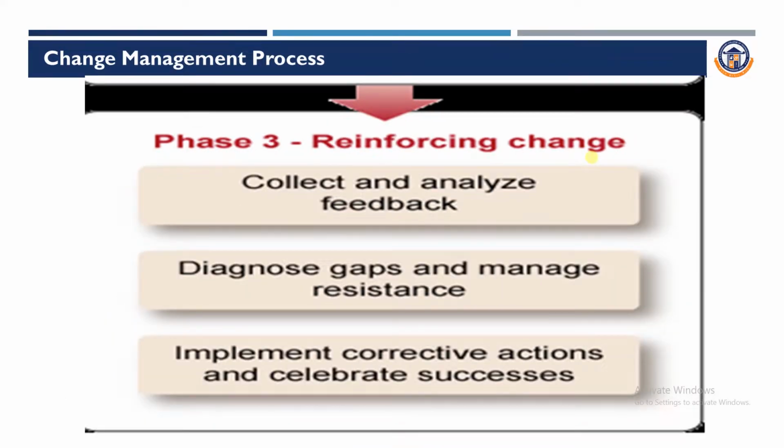Phase 3 is reinforcing change. Collect and analyze the feedback, diagnose gaps and manage resistance, implement corrective actions and celebrate the success. Once you have implemented the change, we cannot just stop with it. We have to look into what the output of it is. Collect the feedback from the concerned group which undergoes the change and the group which receives the change, and see whether what is expected has come out, or identify the gap between what is given and what is expected. Understand the gap, try to manage the gap and try to give a better output.